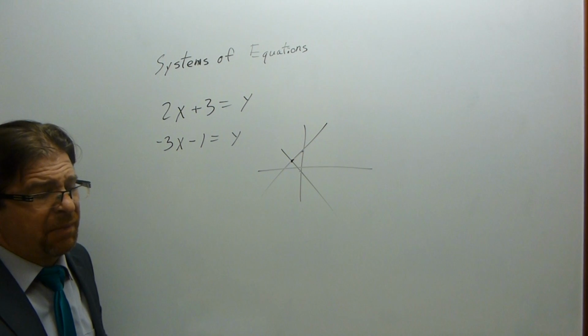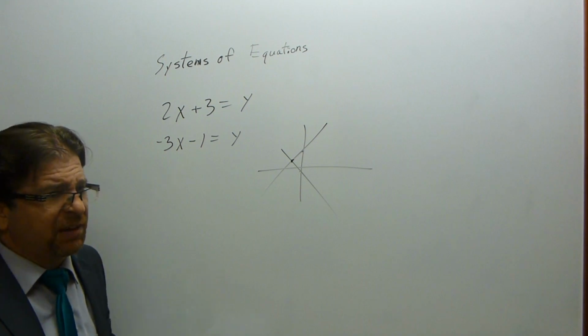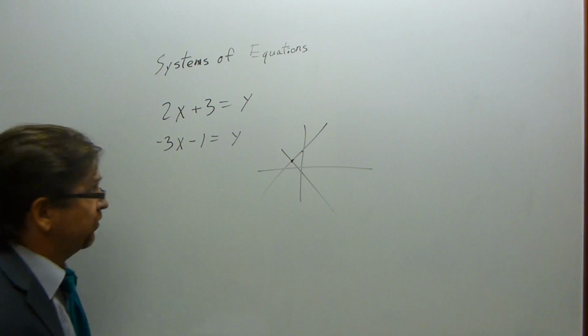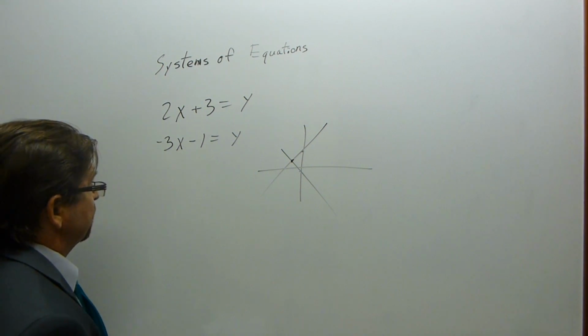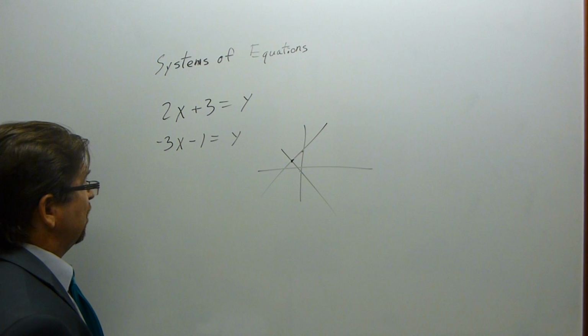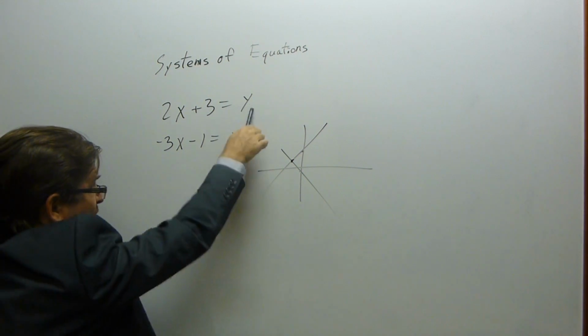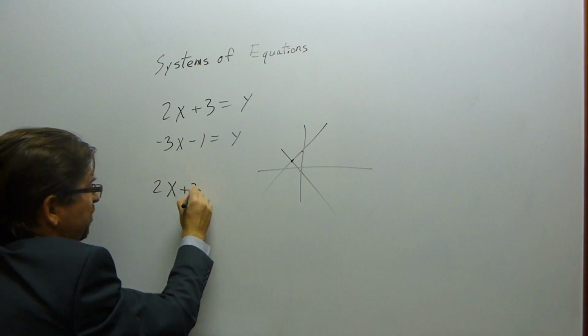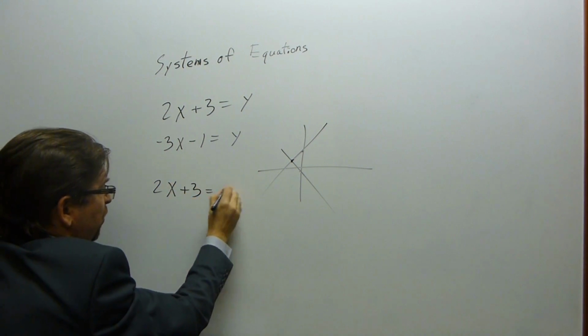Now we can guess that by graphing. That's going to give us an approximate answer. Or we can solve it analytically. And that's what we're going to do. Different ways we can solve this. One way we could do is set y equal to y in this case. We simply get 2x plus 3 equals y.